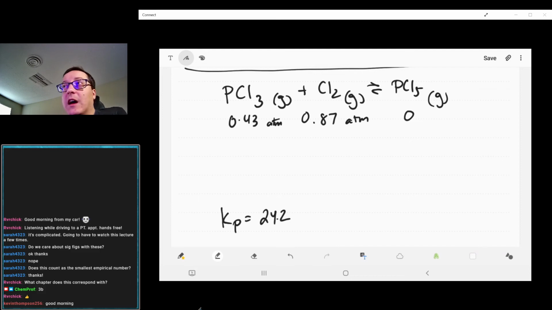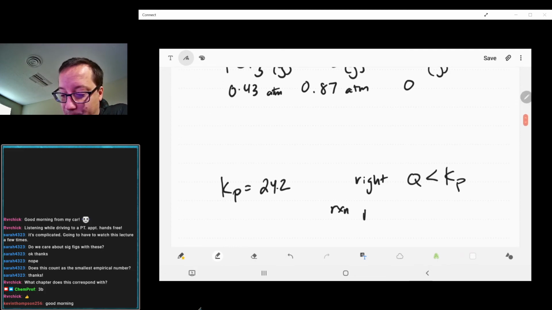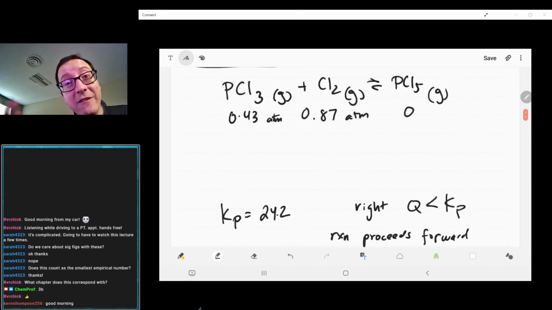So obviously in this scenario, we can see that Q is definitely less than Kp. We have 0 for our products. So as a result, the reaction proceeds forward. That's super obvious for us right now. But technically, now that we know how to use Q, you're going to want to evaluate it to see which direction your equilibrium is going to proceed. So let's go ahead and do it.